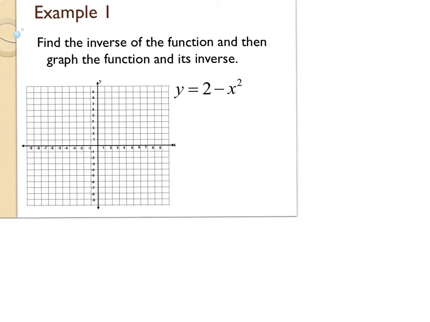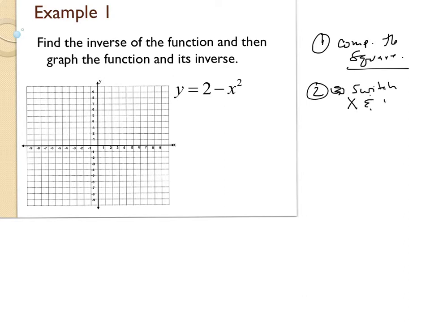One of the things that might be helpful here is some of the previous topics we've considered, like completing the square. That may be something you have to work with in order to find the inverse. But the general idea is we need to switch x and y. Switching x and y will allow us to find the inverse. I'm going to find the inverse and then graph the function and its inverse.